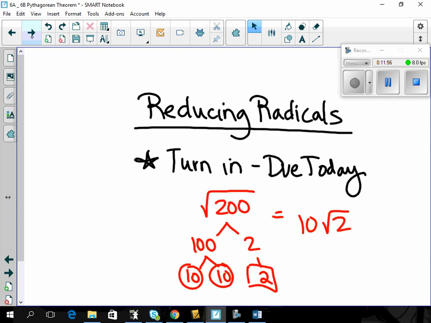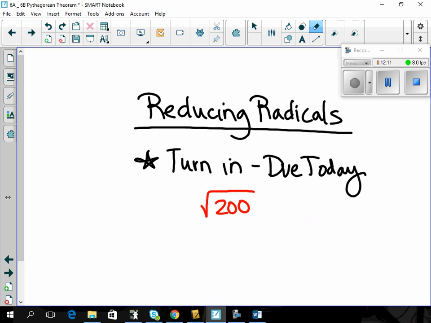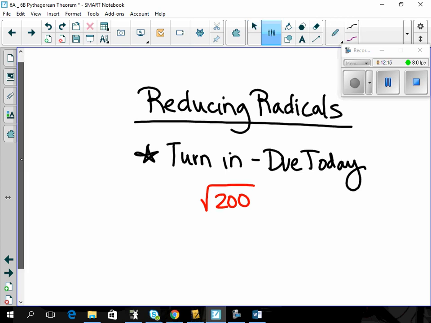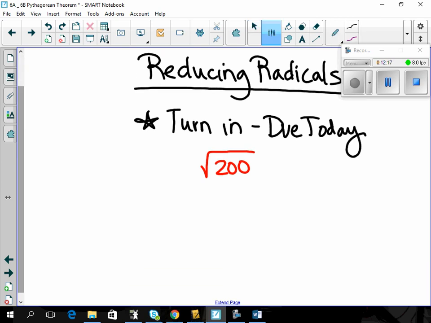We're going to spend the rest of class today looking at reducing radicals. And you have 20 problems to complete today, you'll turn these in, these radicals. I've done a problem already, but I'd like to do a couple more just to remind ourselves how to reduce radicals. So here's one example, the square root of 200.